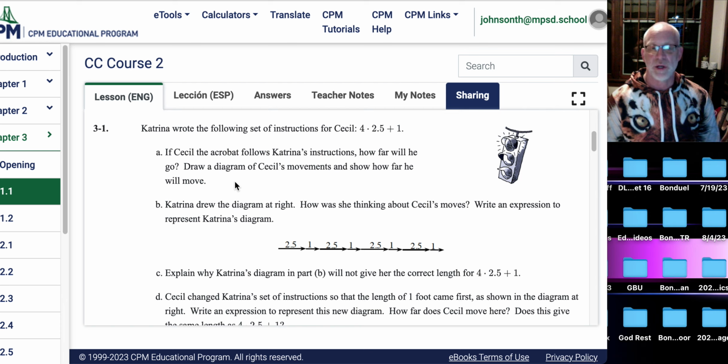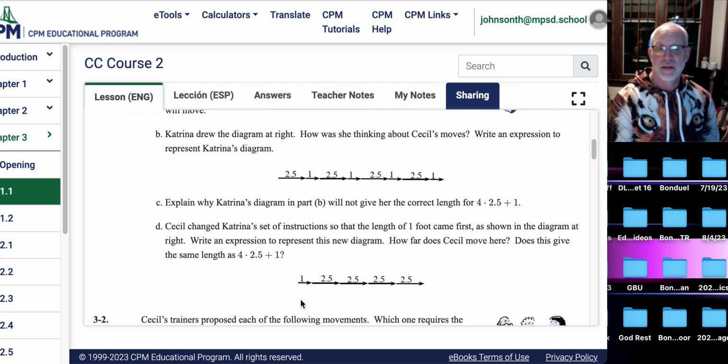After that, this is what Katrina drew. She drew 2.5, 1, 2.5, 1, 2.5, 1, 2.5, 1. How was she thinking about Cecil's moves? Write an expression to represent Katrina's diagram. Now, we're going to compare the two. They both have 4 groups. They both have 2.5. They both have 1. Are they the same distance?